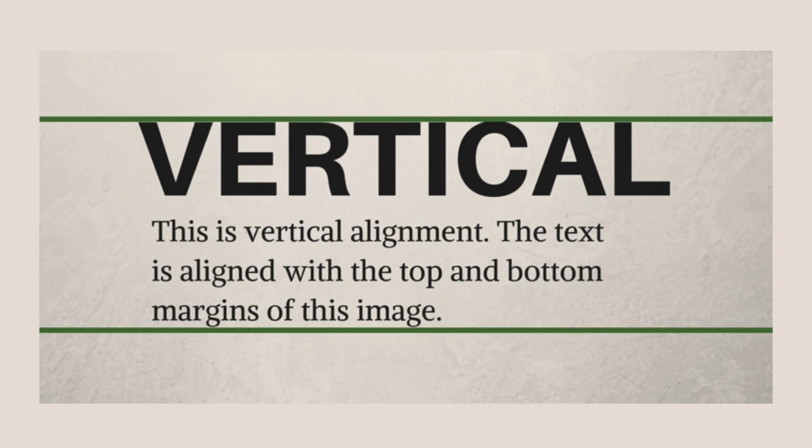Vertical, this is vertical alignment. The text is aligned with the top and bottom margins of the image. In vertical alignment, your text or other design elements are lined up with the top and or the bottom of the margins of the page. Again, the margins, those are just the edges of your page. Like horizontal alignment, vertical alignment can apply to the whole page or just portions of it.